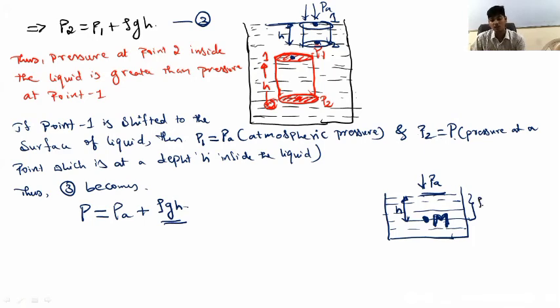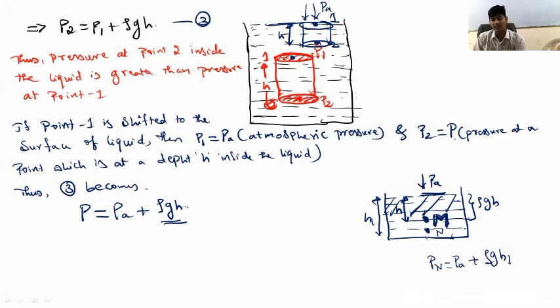Rho g h is actually the pressure exerted by this portion of the liquid of height h. So the pressure here is PA plus rho g h. If you consider a point still further below the surface, say N, at a depth H1, the pressure at point N will be atmospheric pressure plus rho g H1.